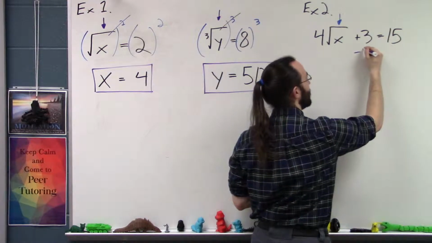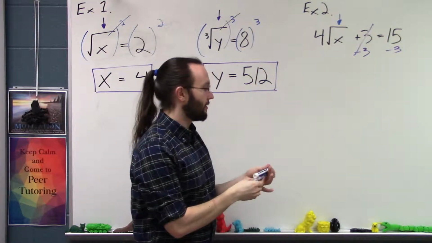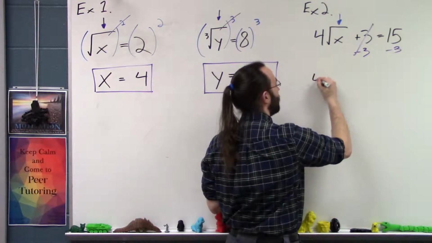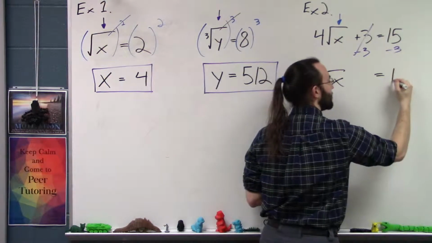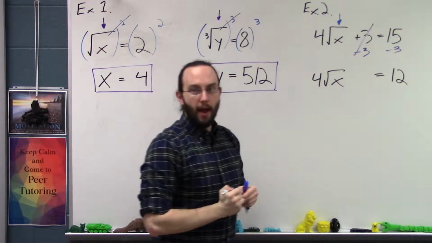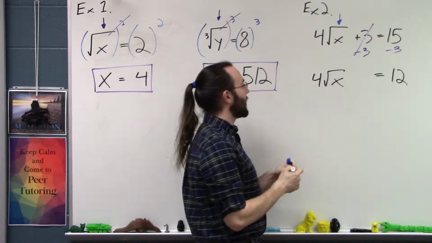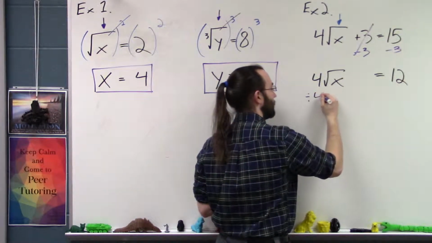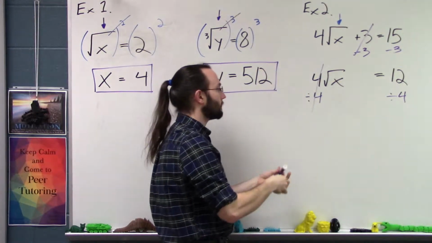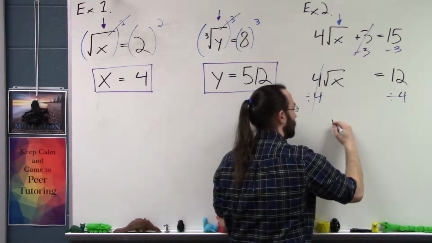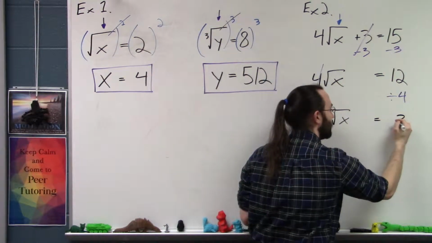Instead of a plus 3, we can do minus 3. That cancels off that plus 3 on the left. 15 take away 3 is 12. And we can get rid of this 4 in front of the radical. Right now it's 4 times the radical. The opposite of times is divide. 12 divided by 4 is going to be 3.